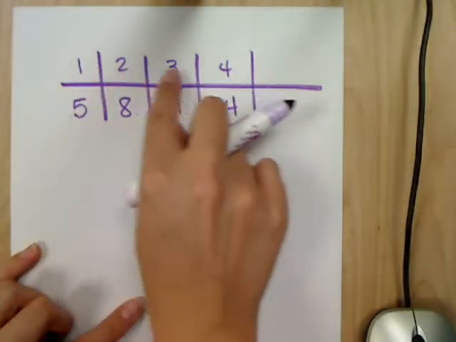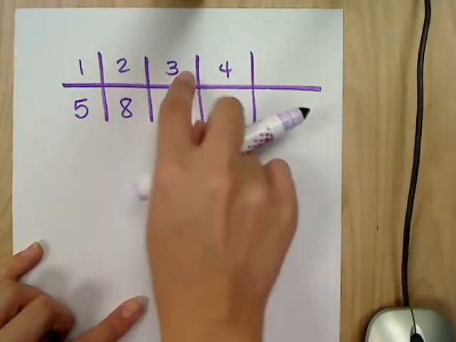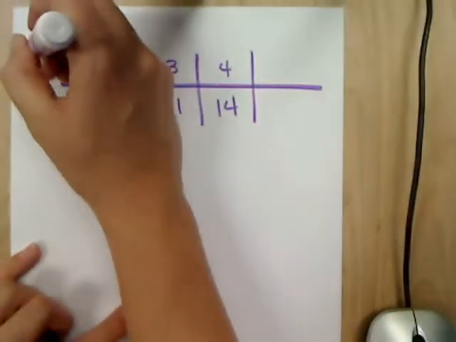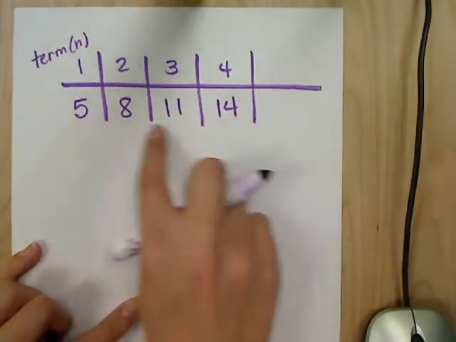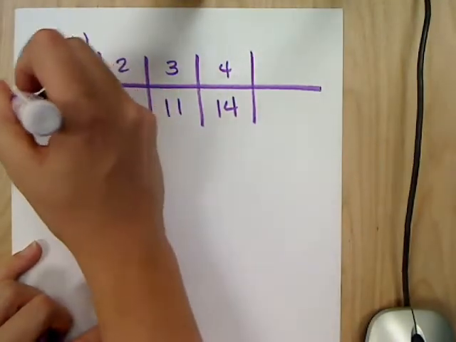What is this top row of numbers called? The ones that go in order, perfect order? The term or n. Okay, good. And then this bottom? Value. Good.